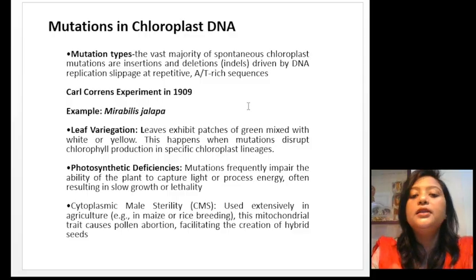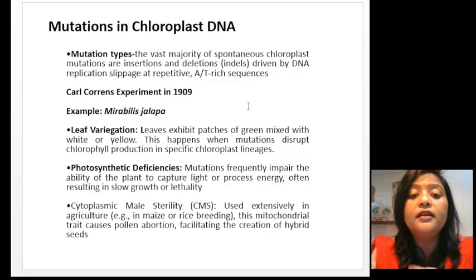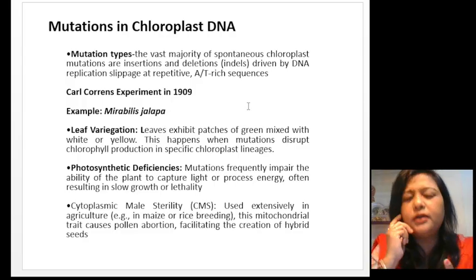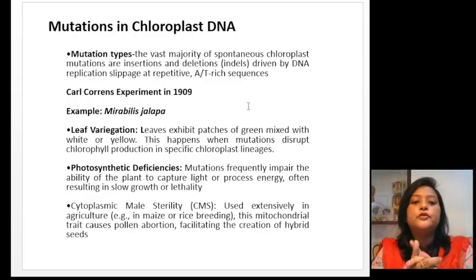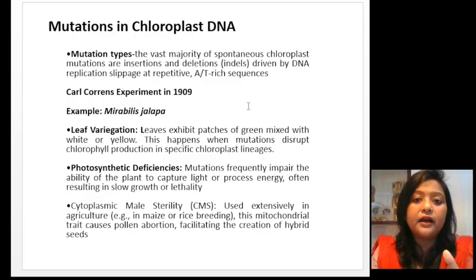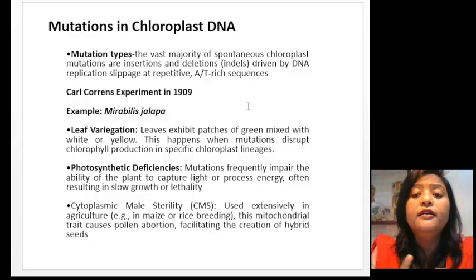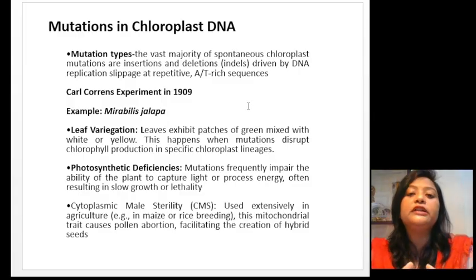Now, mutations in chloroplast DNA. What happens if there's a mutation? In nuclear inheritance, there are SNPs, you have heard about SNPs, that type of mutations. But in chloroplast, in cytoplasmic inheritance in plants, the majority of mutations are insertions and deletions, also known as indels. When there's DNA replication, if there's a slippage at repetitive AT-rich sequences, it can lead to insertions and deletions, insert and delete of some sequences. So that is happening mostly in this type of inheritance.